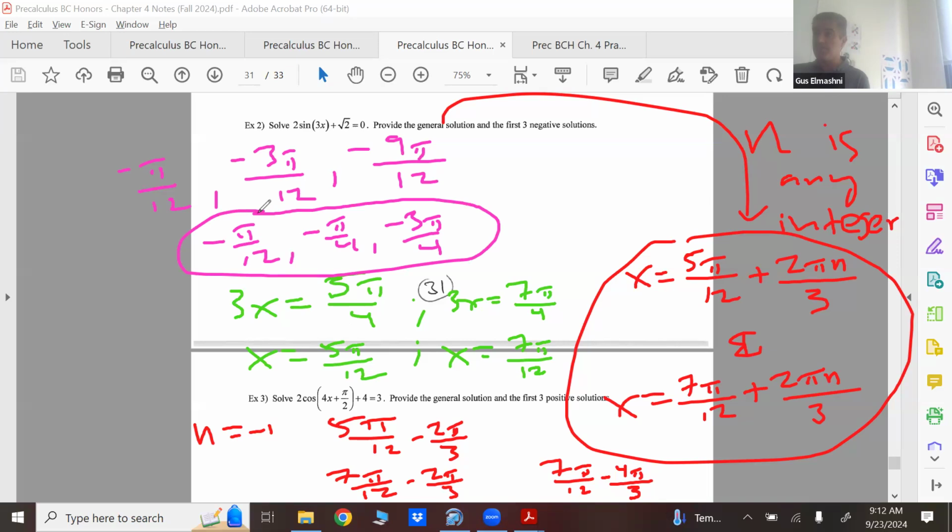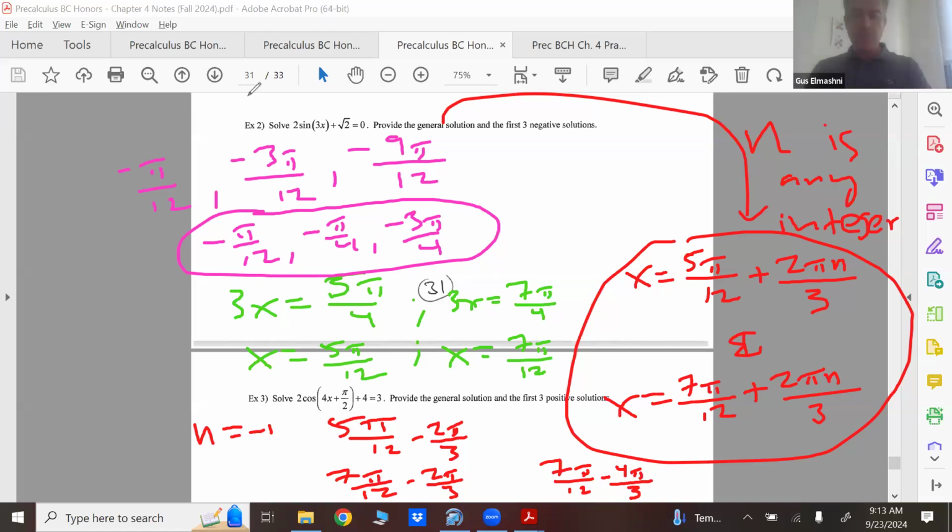Now I'm gonna graph this just so you guys can see how it looks, so we can verify this. What I did was look at my general solution and ask when's the first time a negative answer happens? It actually happens for this one, because if I take away 8 pi over 12 from this, that's -pi over 12. That's the first negative answer, closer to 0 but negative. Then that's a little bit smaller than -pi over 12. And then I do 7 pi over 12 again, but with a negative 4 pi over 3.